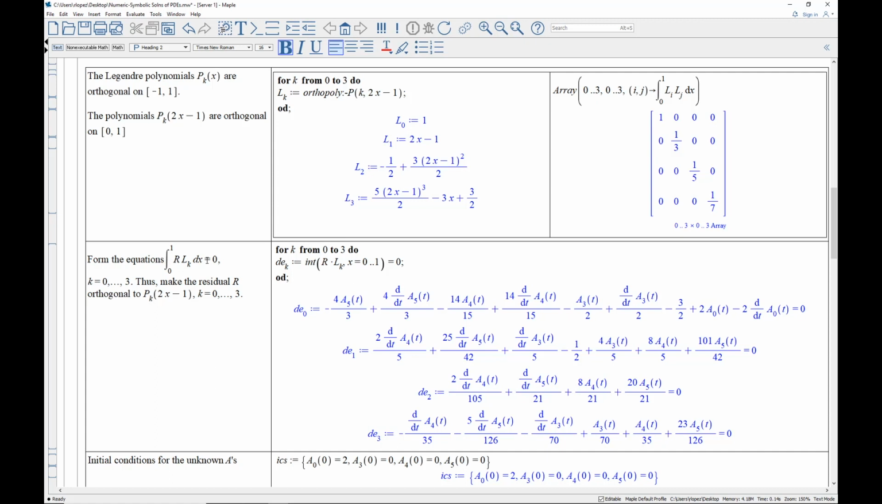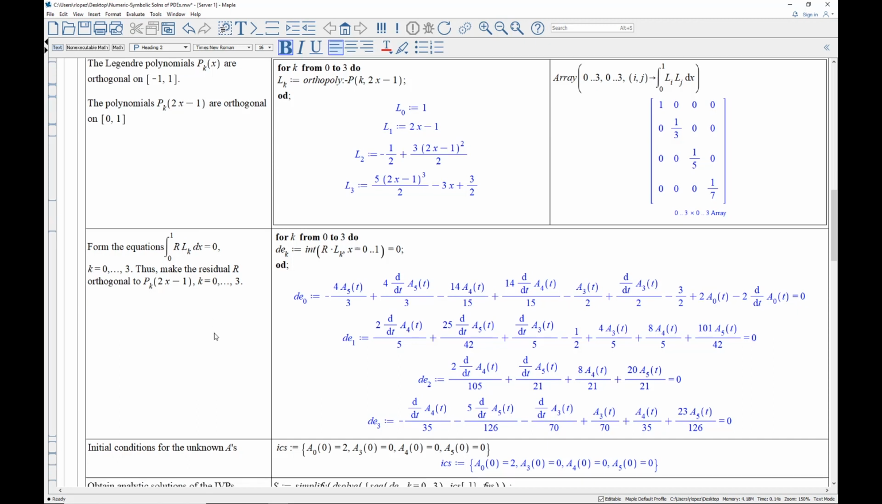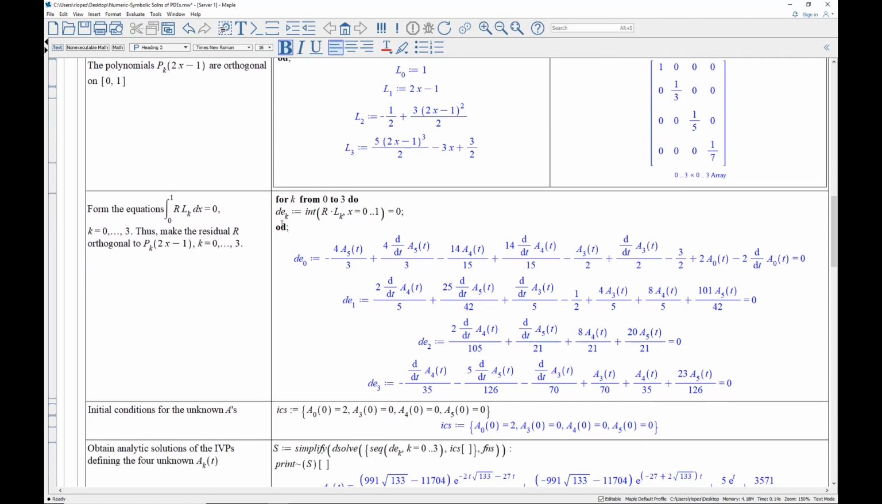Okay, we're going to form equations by having the inner product of the residual with a shifted Legendre polynomial equal to 0. It's going to be orthogonal. That's going to give me 4 equations. So when we do those integrals, we realize we have 4 differential equations in these A0, A2, A3, A4, and A5.